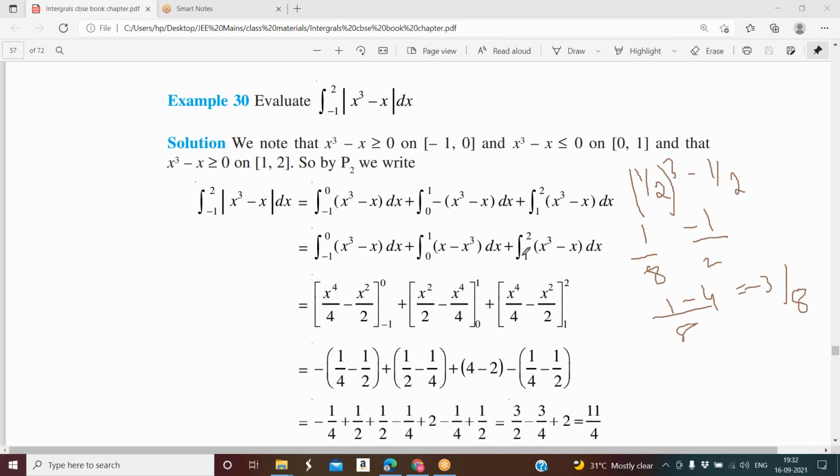Integral 0 to 1 x minus x cube dx plus integral 1 to 2 x cube minus x dx. On integrating, we get x to the power 4 by 4 minus x square by 2 between the limits minus 1 and 0. If you integrate this, then you will get x square by 2 minus x to the power 4 by 4 between the limits 0 and 1. Here you will get x to the power 4 by 4 minus x square by 2 between the limits 1 and 2. Okay. Are you all able to understand?